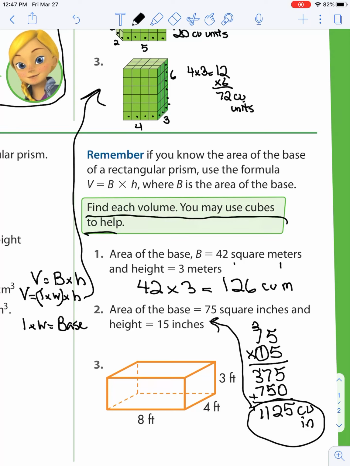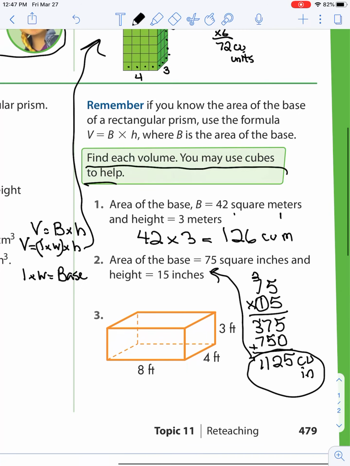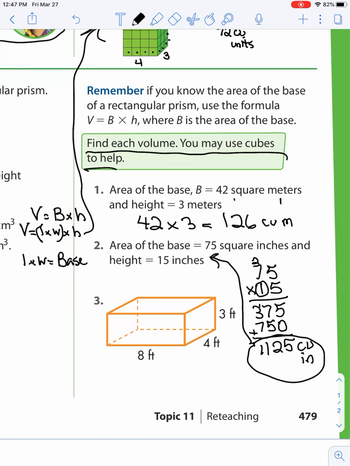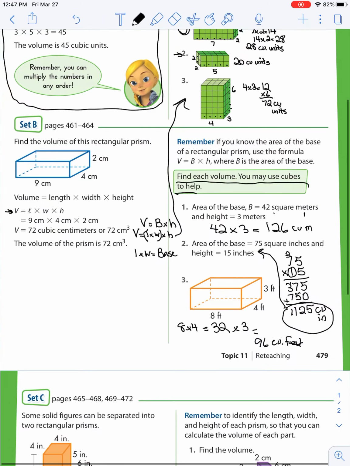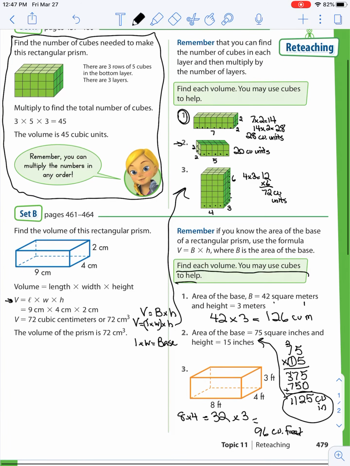For number 3, if you multiply 8 times 4, you'll get 32, and 32 times 3 is equal to 96. This is cubic feet. Okay? There are the answers for the first page.